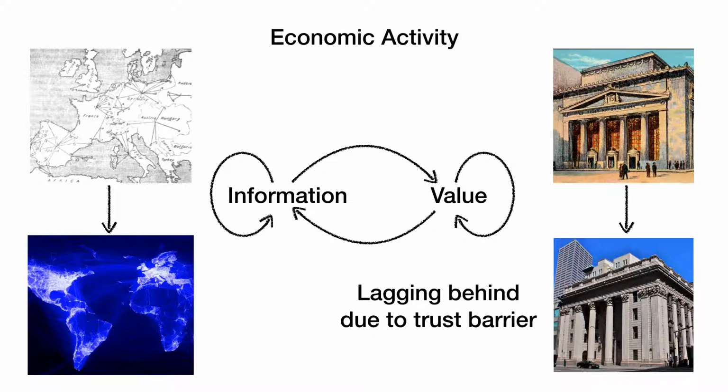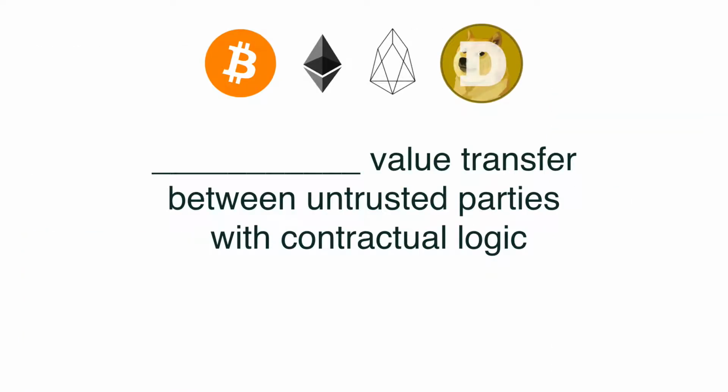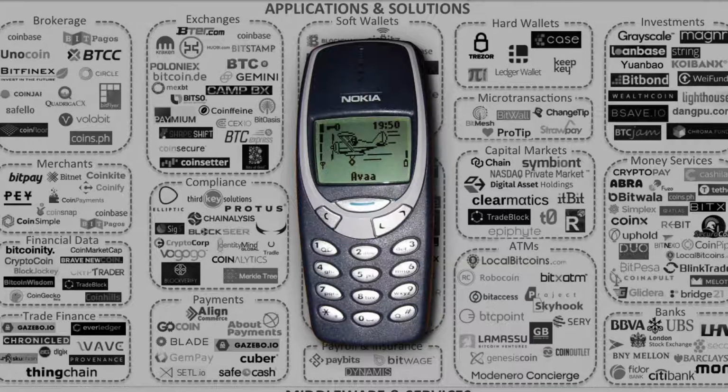People know that it's because we still have this kind of trust barrier between different financial institutions, different financial silos. Great, we have blockchain: Bitcoin, Ethereum, EOS, altcoins. It enables value transfer between untrusted parties with arbitrary contractual logic. It brings us a whole new plane of things we can do and implement. But there's a problem: it's slow. It's super slow. It's slow like a 1995 cell phone, basically.